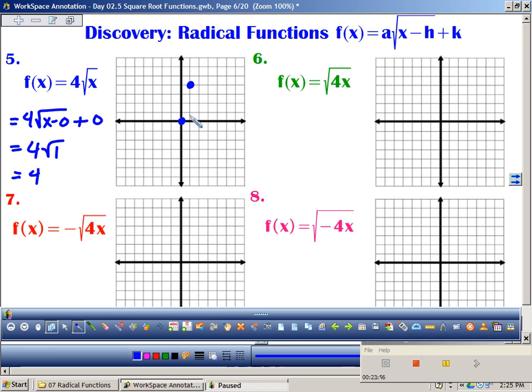So this time I'm not going over 1 up 1, I'm going over 1 up 4. So these things are not going to go over 4.